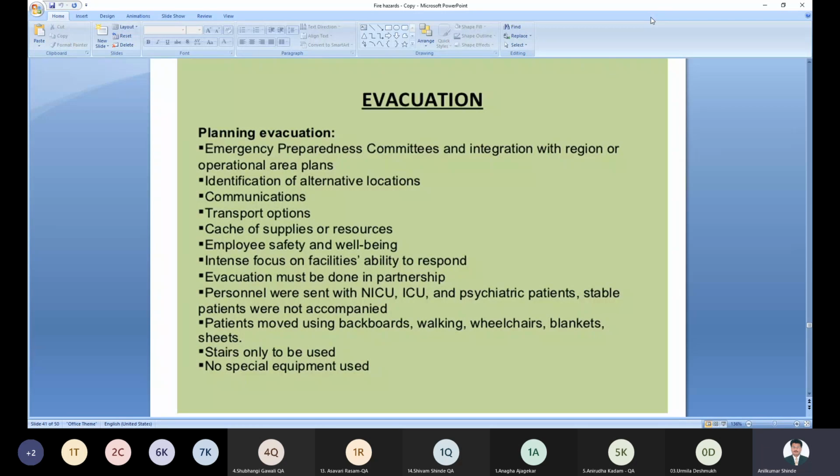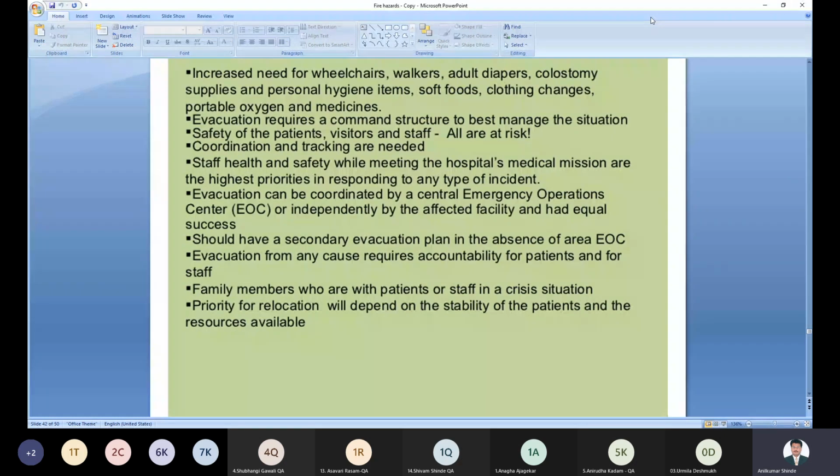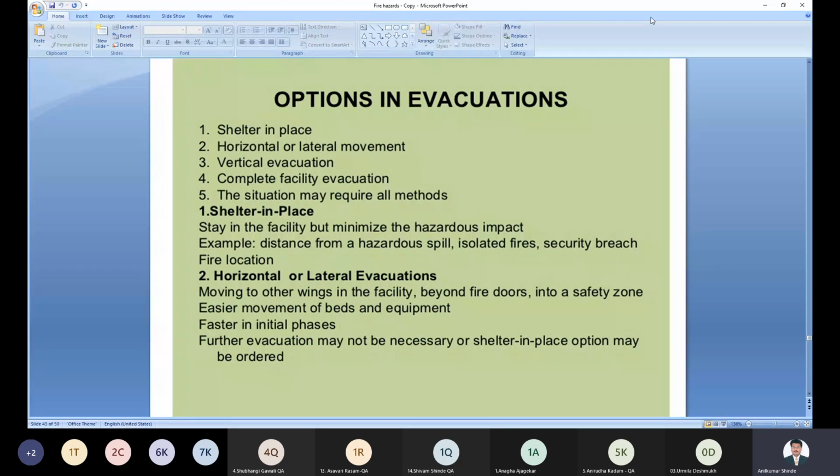Personnel are sent to different hospitals, for ICU units, psychiatric patients, or stable patients. These patients are moved using backboards, walking, wheelchairs, or blankets, and all of that should be provided in that area so that the area can be easily evacuated. No special equipment is needed for this. These are all the instructions regarding evacuation.